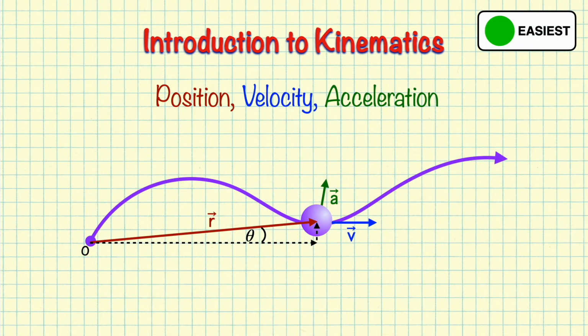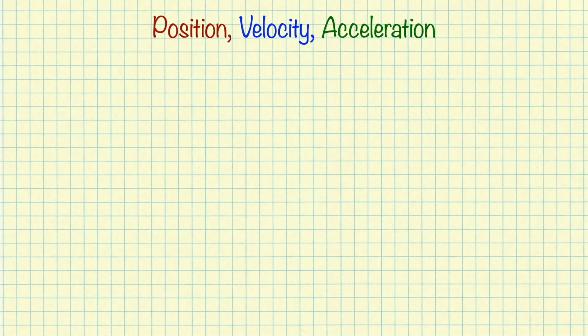In this video, we're going to cover the basics of kinematics, specifically position, velocity, and acceleration, and how they relate to one another. I've rated the physics level in this video as easiest. So, position, velocity, and acceleration. These are all terms we are used to every day, but how are they defined specifically in physics?